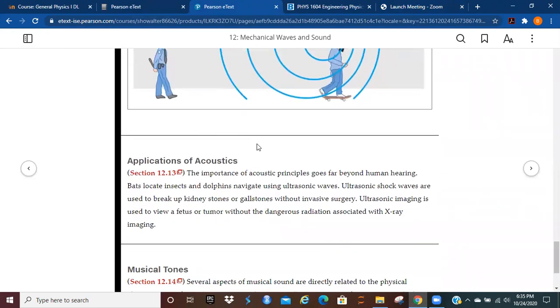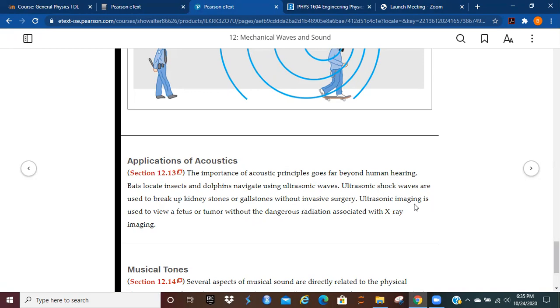The other things that we will be talking about are the importance of acoustic principles. What is important about it? Well, animals such as bats can locate insects, and dolphins can navigate using ultrasonic waves. They also have medical uses, to break up kidney stones. You can also use them in evaluating pregnancy, how that's doing.